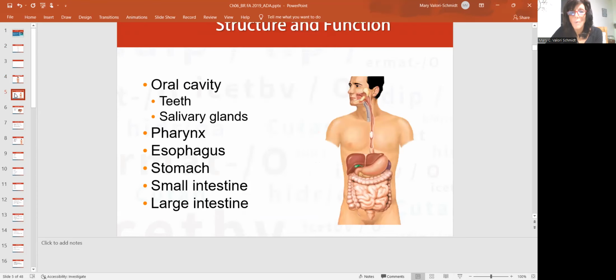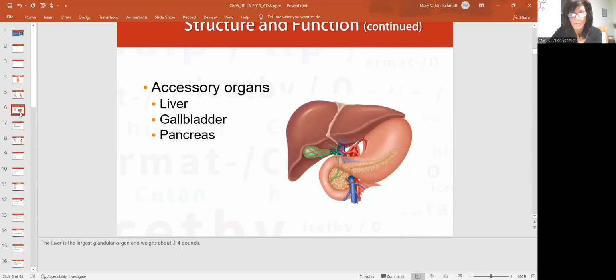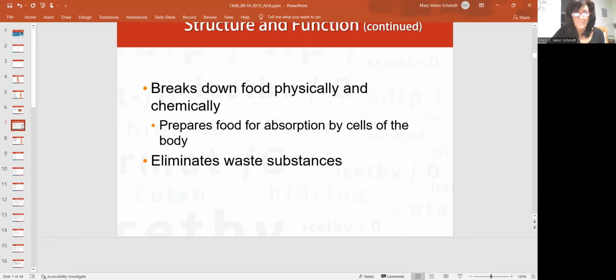So these are all the parts of the alimentary canal. Your teeth also are part of the alimentary canal. There are the accessory organs, the liver, the gallbladder, and pancreas. And what happens in that alimentary canal is the physical and chemical breakdown of the food that you eat so that it's prepared to be absorbed by your body. And then anything that's not needed, which is waste, is eliminated.